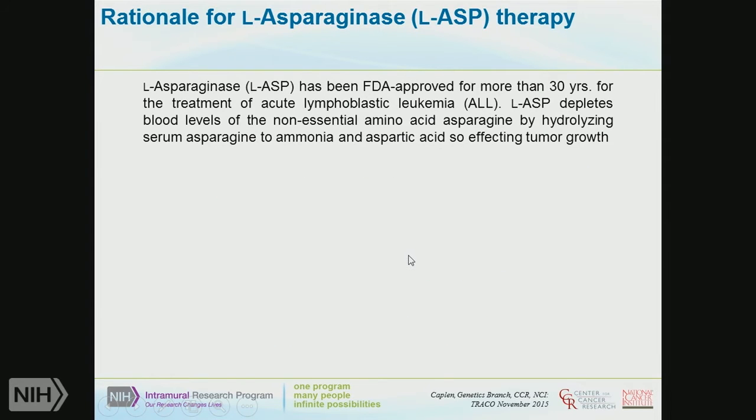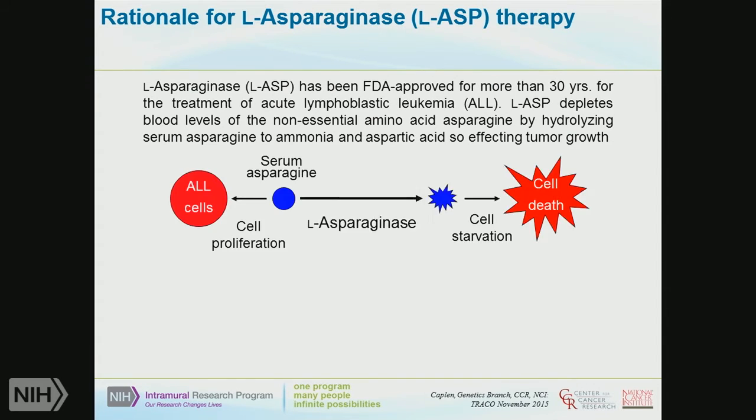So what is L-asparaginase? This is an FDA-approved drug that's been used for more than 30 years for the treatment of acute lymphoblastic leukemia. It depletes the blood levels of the non-essential amino acid asparagine by hydrolyzing the serum asparagine to ammonia, and that basically starves the cancer cell.